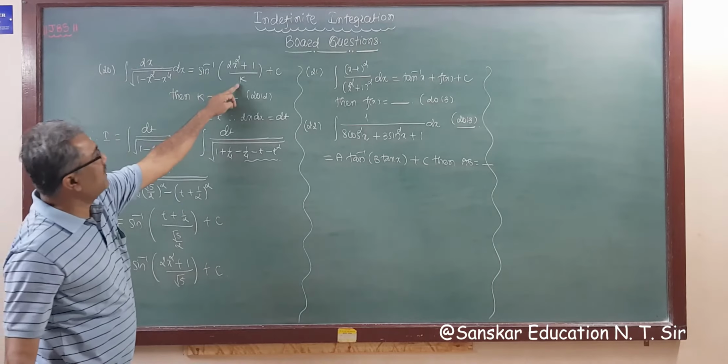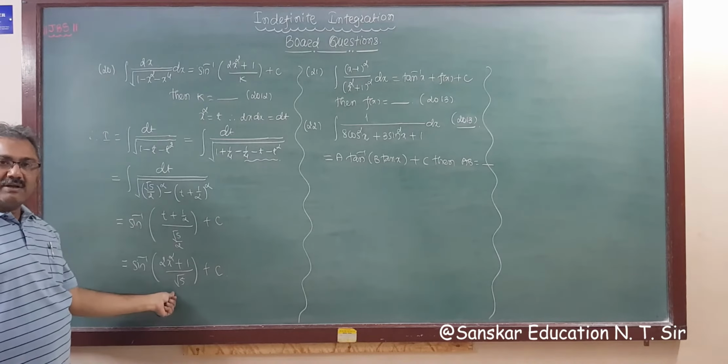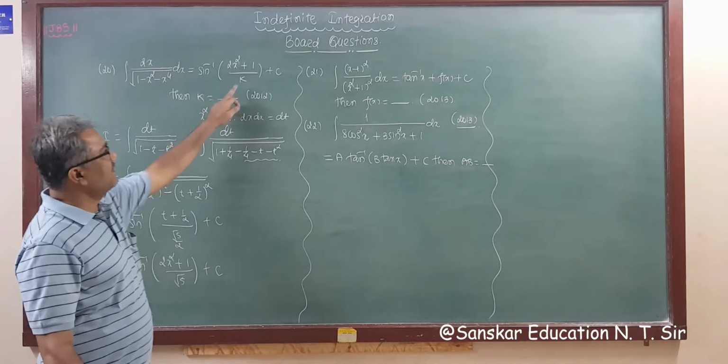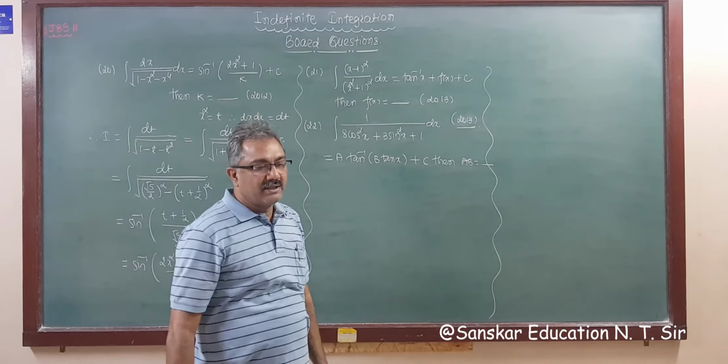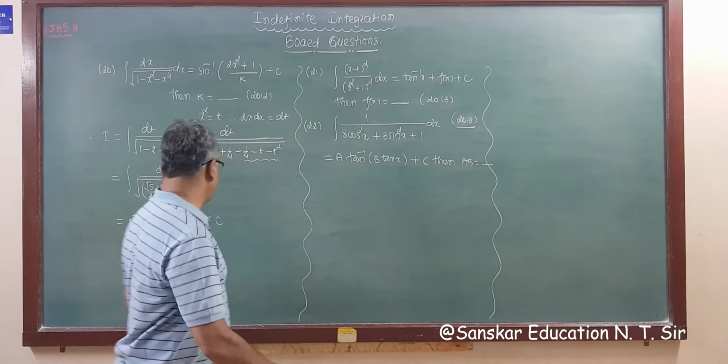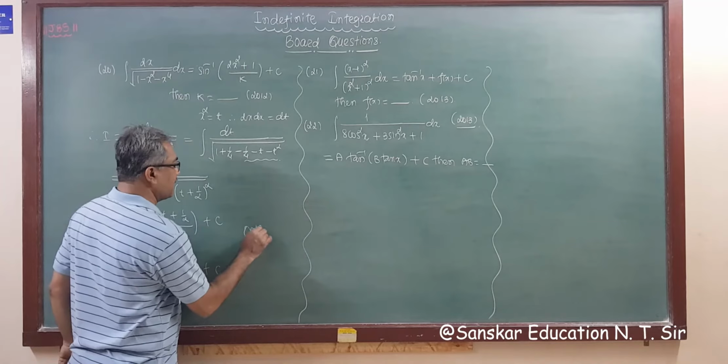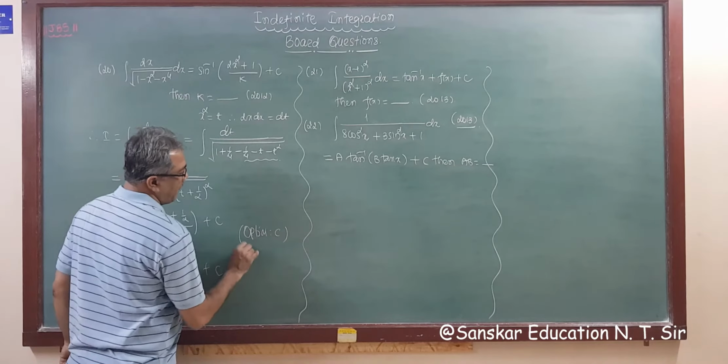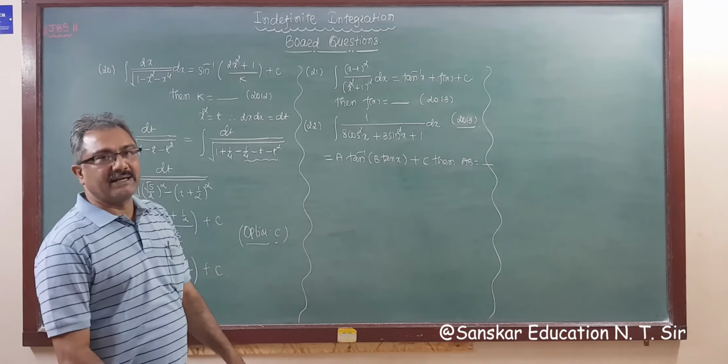And we have to find out k. So instead of k, what is here? Root 5. So the answer is k is equal to root 5. That is your option number C. Right? So option C is your correct answer. So option C is your correct answer.